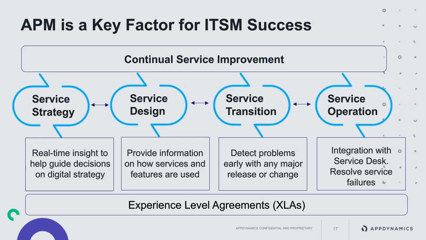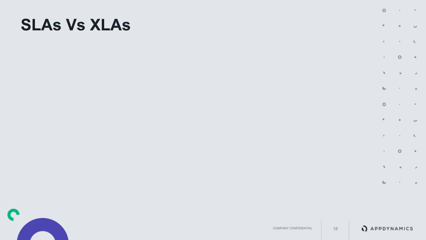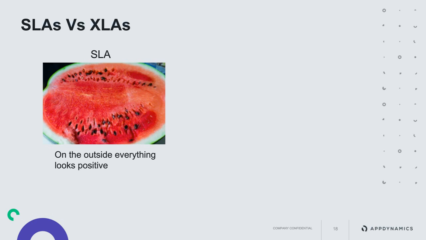So what's the difference between SLAs and XLAs? Well, here's what we've seen within enterprises. Firstly, the problem with SLAs is that they're more of an inside-out way of focusing on availability and performance. And generally what starts to happen is that you start to focus on the technical elements of the application and also the overall IT service.